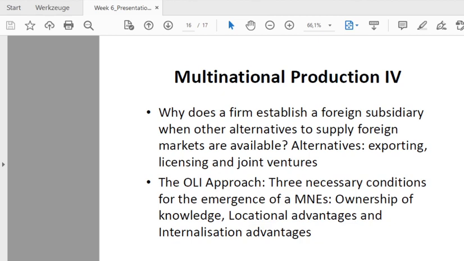So now, transferred to multinational enterprise, what does internalization mean? If you rely on foreign firms to produce and to sell your product in a foreign country, then you're giving away the knowledge of how to produce this good. You're giving away your knowledge of how to sell the good. So sometimes it's better to do it yourself instead of giving this knowledge away, right? So this is called internalization advantage.